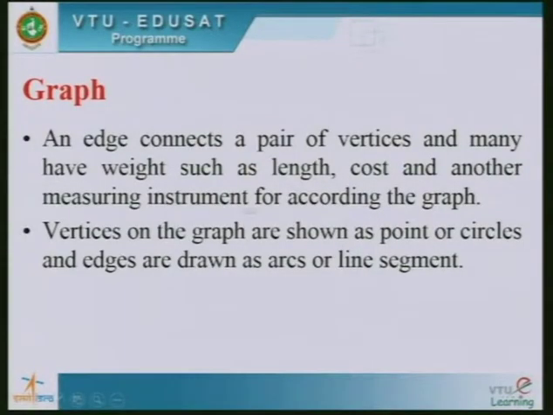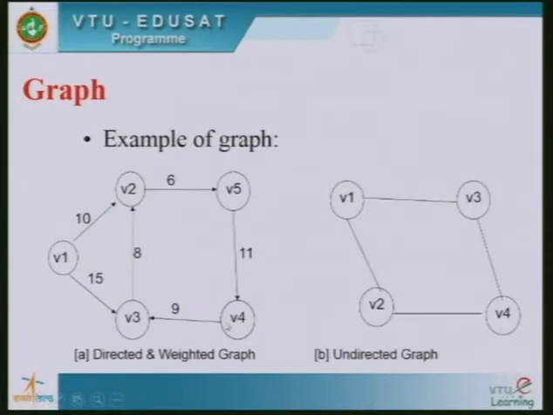And what is an edge? An edge is basically a link between two vertices, where two members of V are connected through an edge. An edge connects a pair of vertices, and many have weights such as length, cost, or another measure, according to the graph. Vertices on the graph are shown as points or circles, and edges are shown as arcs or line segments. So very quickly we will see that.